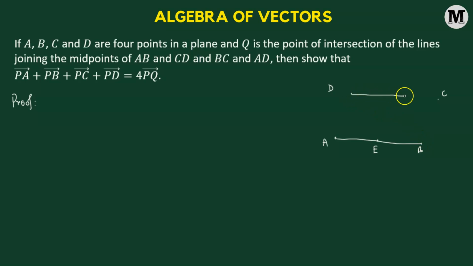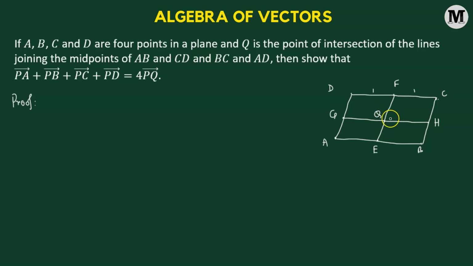Similarly, we will join point C and point D. And let's say we have another point F lying on CD such that it divides CD in the ratio 1:1. Then we will be joining E and F. Next, we will take the midpoint after joining AD. Let's say this midpoint is G. Then we will be joining C and B, and let's say its midpoint is H. So we will be joining G and H, and now we see that these two lines EF and GH are intersecting each other, and this point of intersection is the point Q.